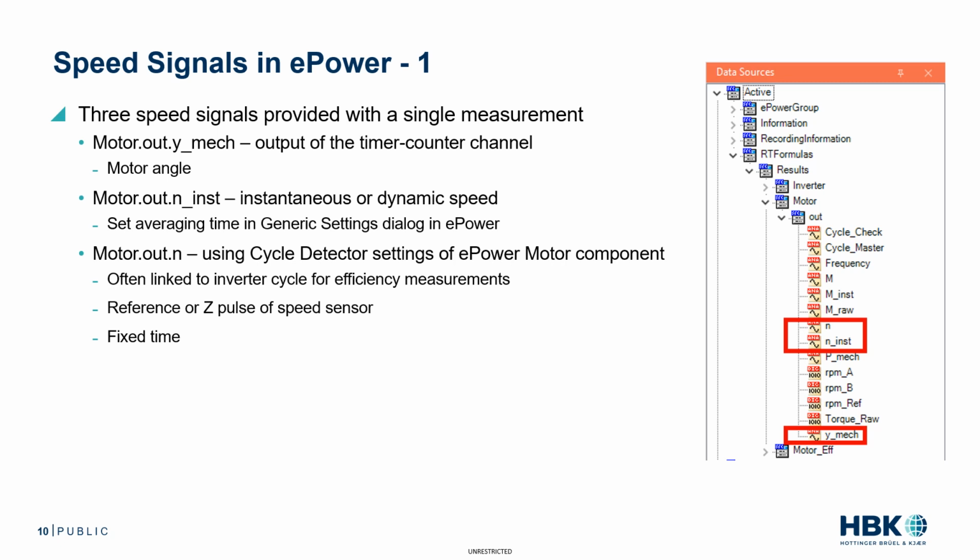A similar approach is taken with the speed signals in Perception ePower, resulting in 3 variables related to speed. Motor.out Y mechanical shows the motor angle. This is the direct output of the speed timer counter channel. Motor.out.ninst is the dynamic or instantaneous speed measurement, calculated using the same dynamic update rate as the instantaneous torque. Motor.out.n is the speed measurement using the cycle detector settings of the motor component in ePower.